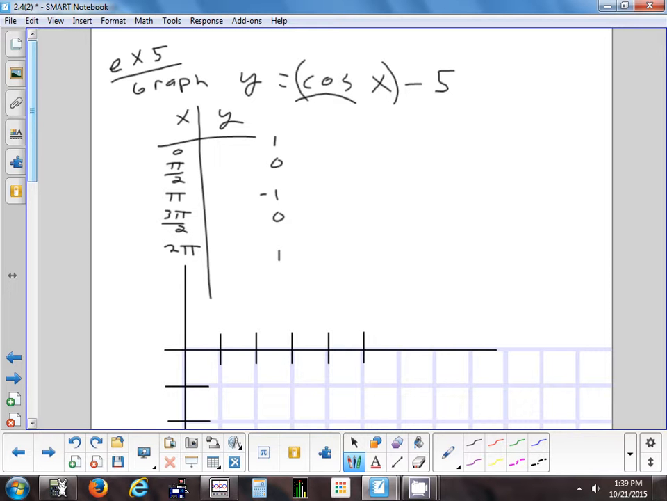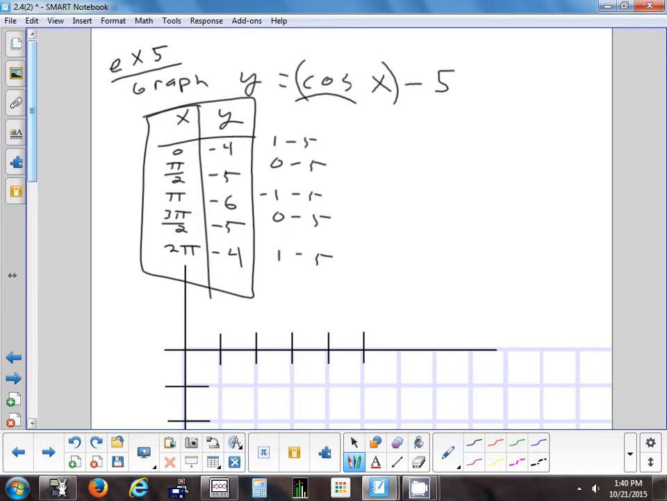What am I going to do to all those? Subtract 5. Yeah, subtract 5 from all of them. Right, so we get 1 minus 5 is -4. 0 minus 5? Next one? Yep. -4.